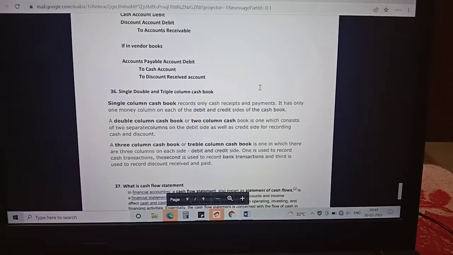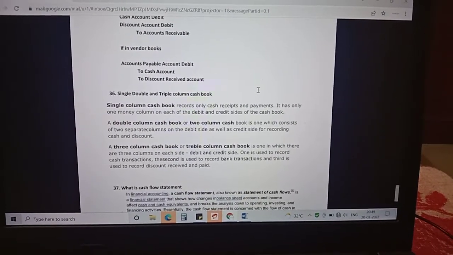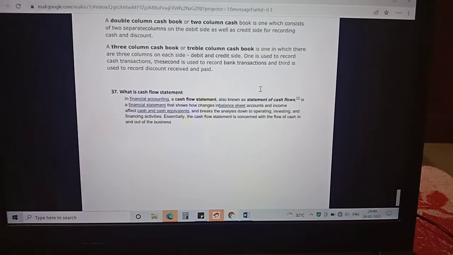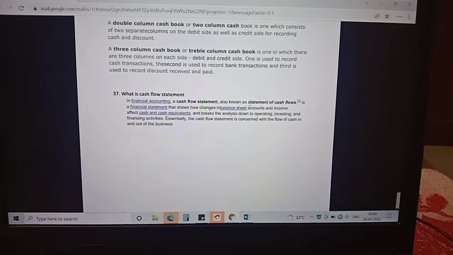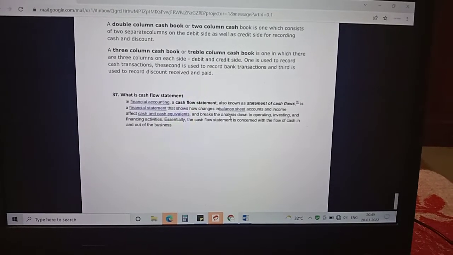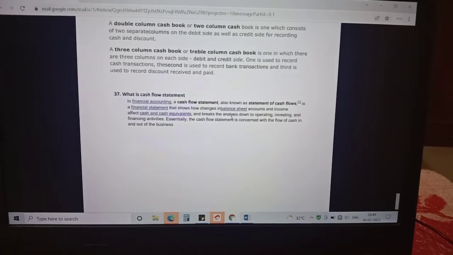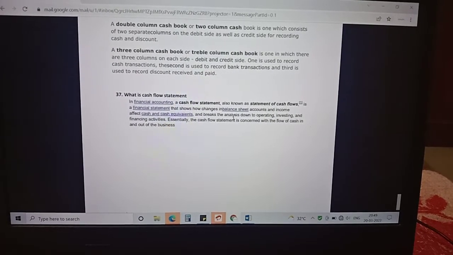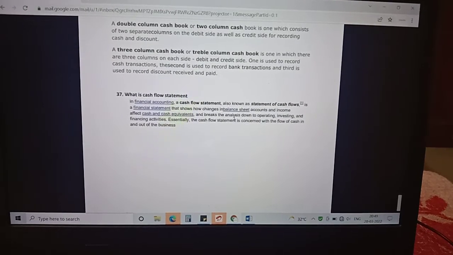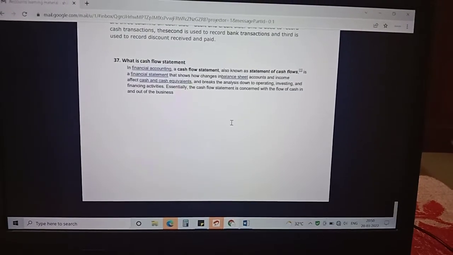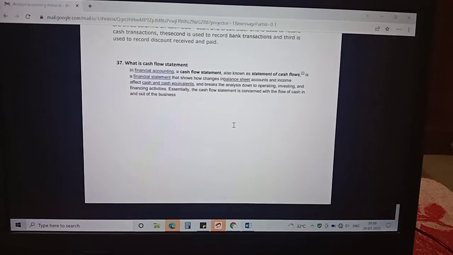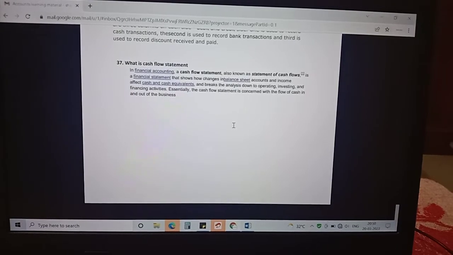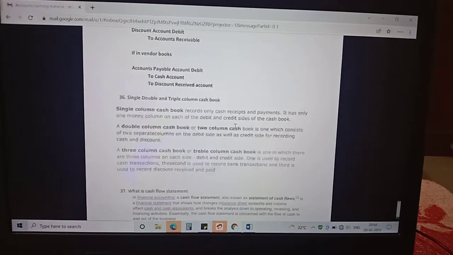So single, double, triple column cash book they have mentioned. What is the meaning? Okay, let's have a look at the cash flow statement. In financial accounting, a cash flow statement, also known as a statement of cash flows, is a financial statement that shows how changes in balance sheet accounts and income affect cash equivalents, and breaks the analysis down to operating, investing and financing activities.